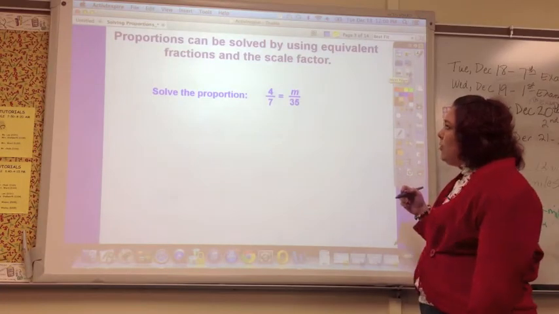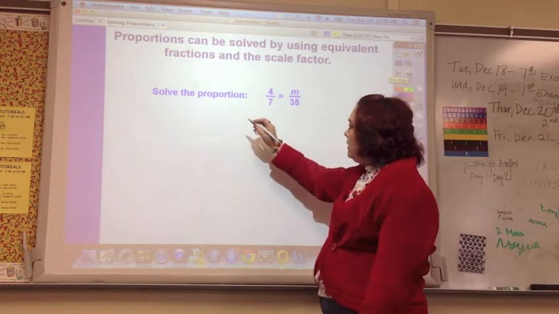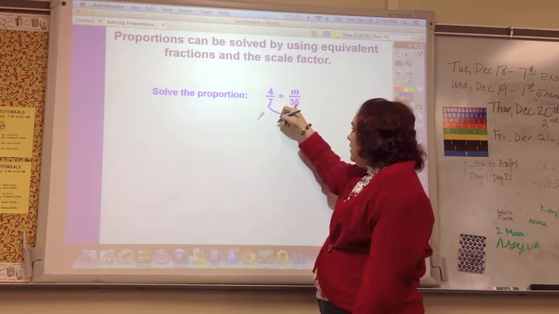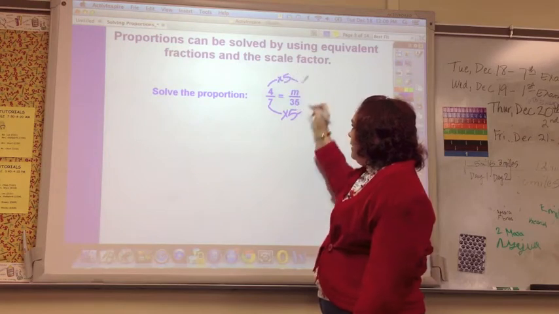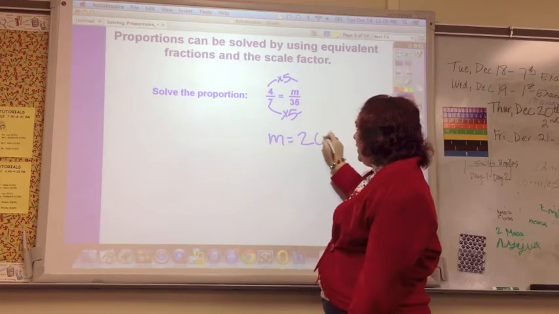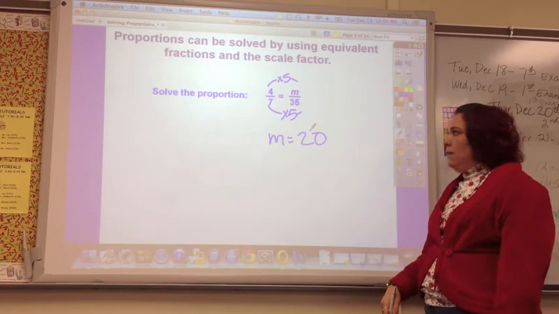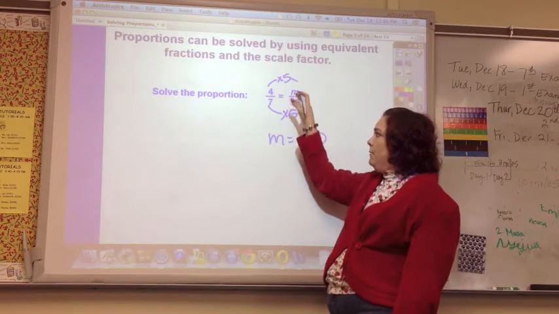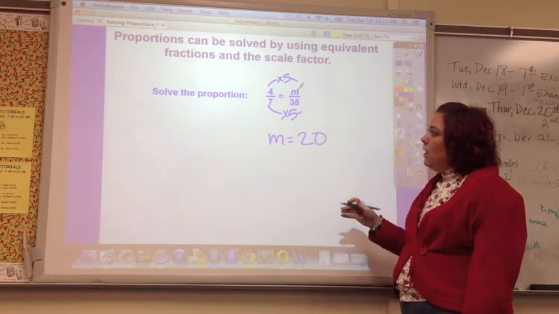Proportions can be solved by using equivalent fractions and the scale factor. So to solve this proportion, we would say, how many times does 7 go to 35? Times 5. So 4 times 5 is M equals 20. And M could be milkshakes. It may say there's 4 milkshakes for every 7 people. If there's 35 people, how many milkshakes would there be? And M just stands for milkshakes.